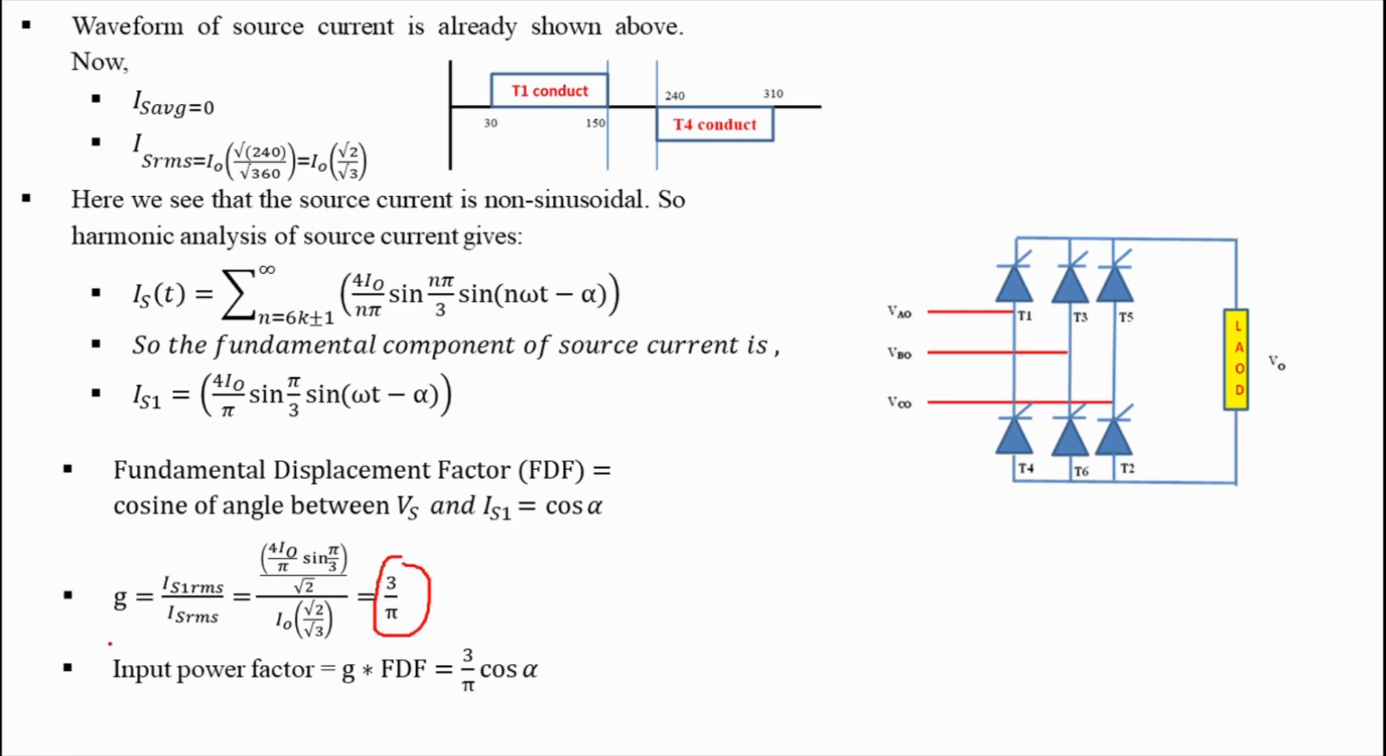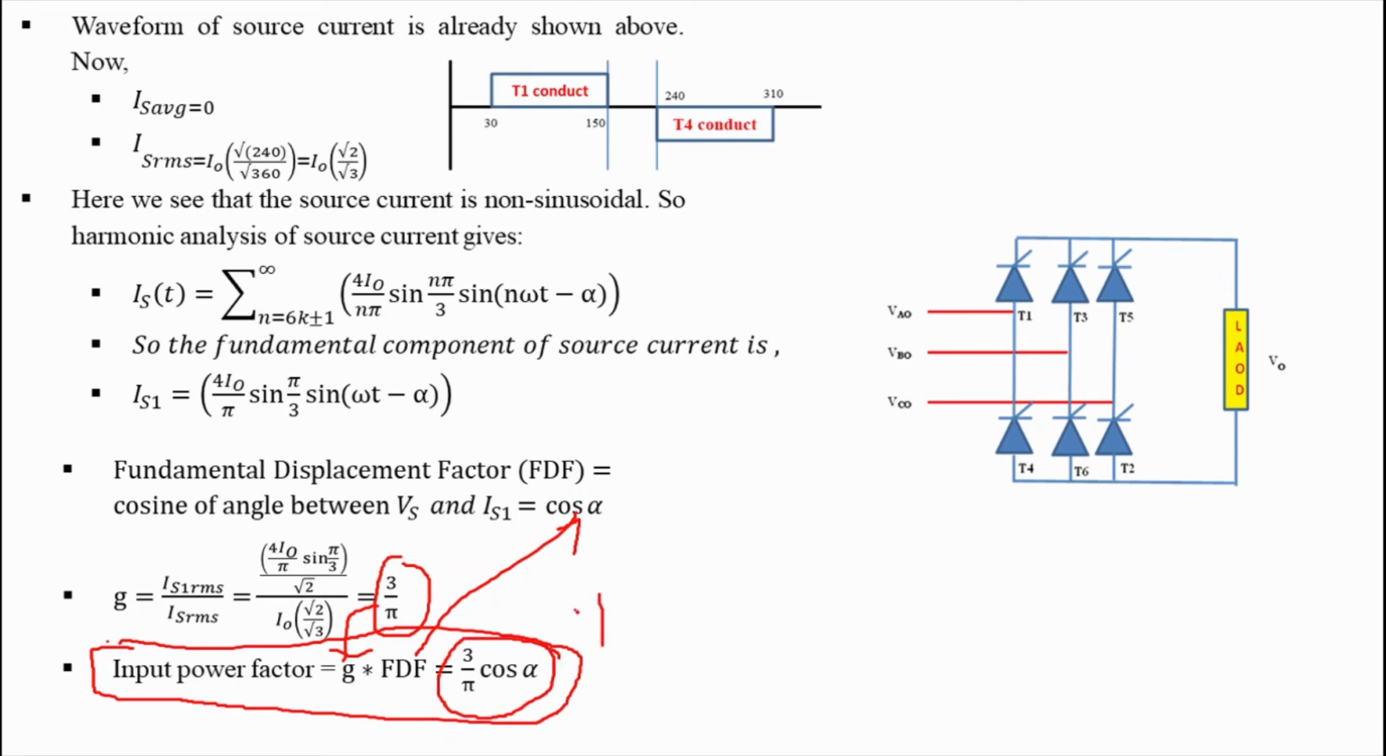And if we have to find the input power factor, then we have to simply multiply the distortion factor with fundamental displacement factor. Here 3 upon pi is the distortion factor and cos alpha is the fundamental displacement factor. So power factor is 3 upon pi cos alpha, and this is very important.